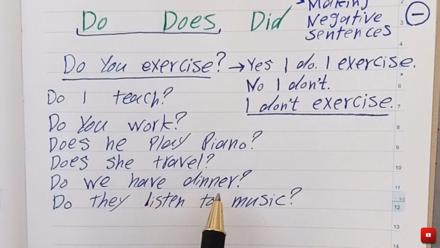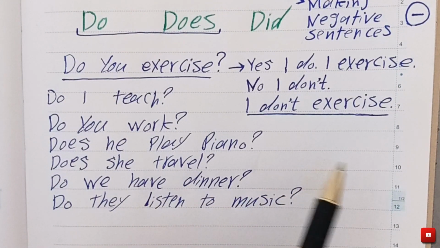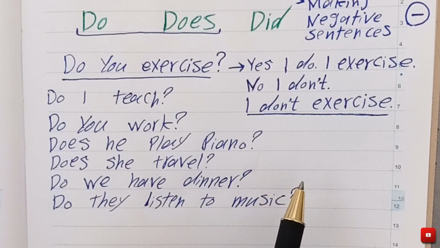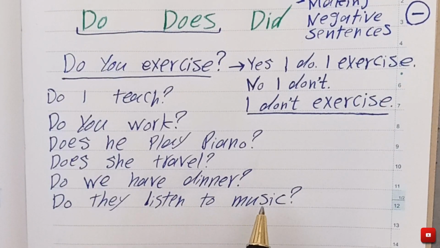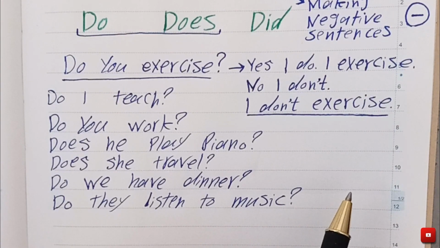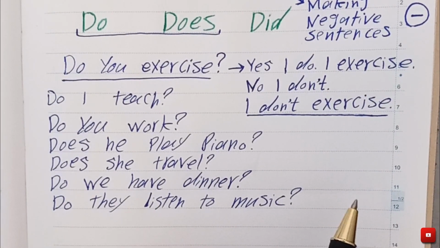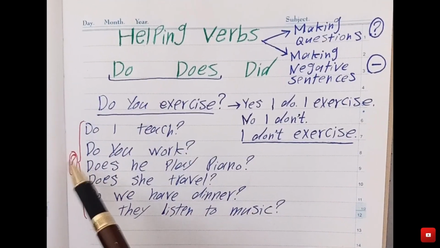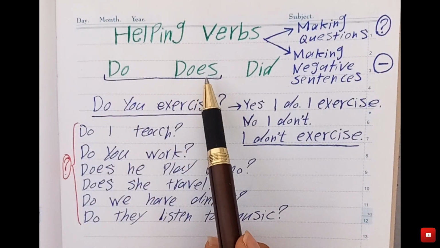Do we have dinner? Yes, we do. We have pizza for dinner. No, we don't. We don't have anything for dinner. Do they listen to music? Yes, they do. They listen to music all the time. No, they don't. They don't listen to music at all. These are the questions with do and does.